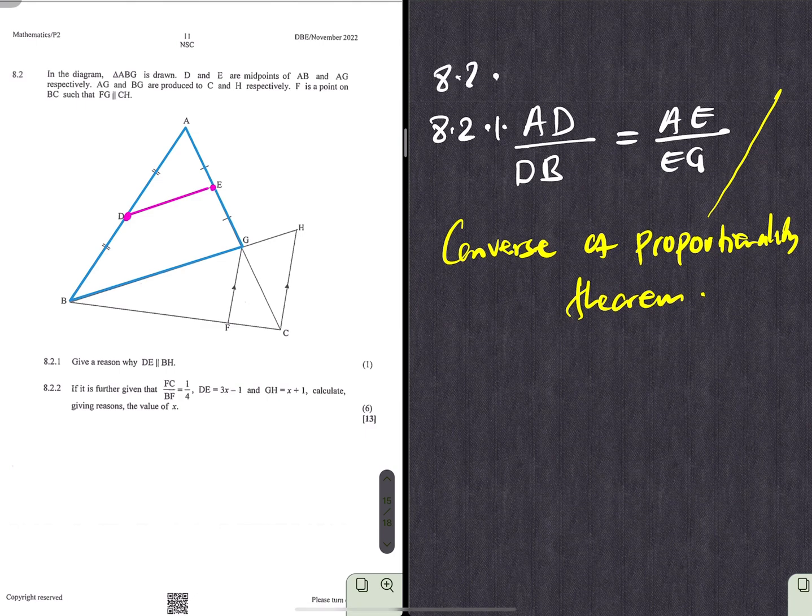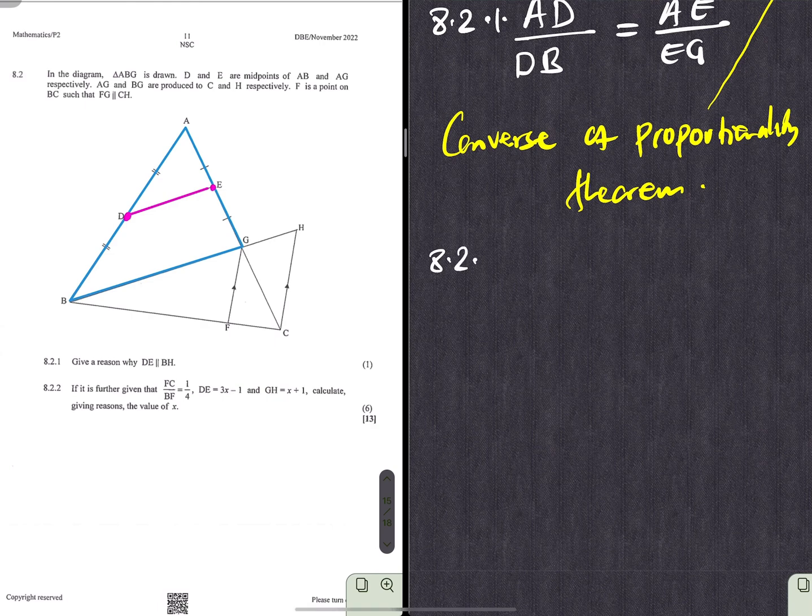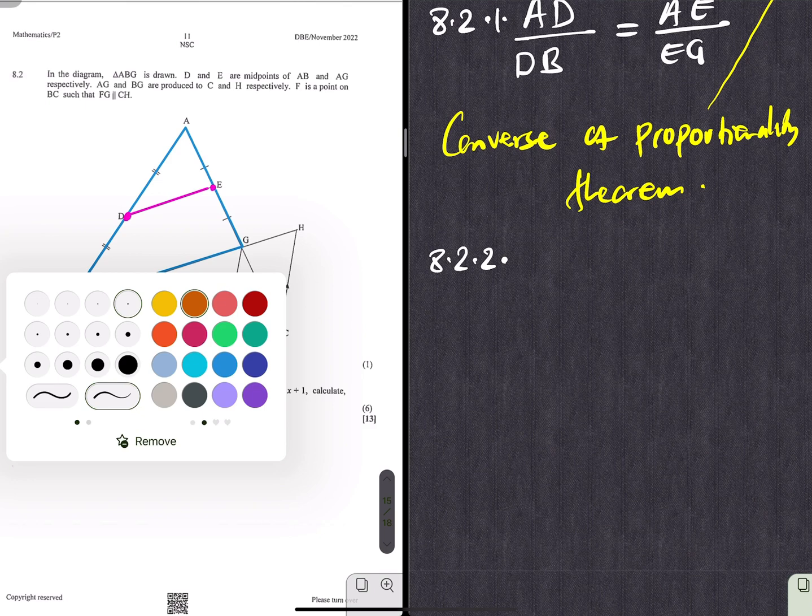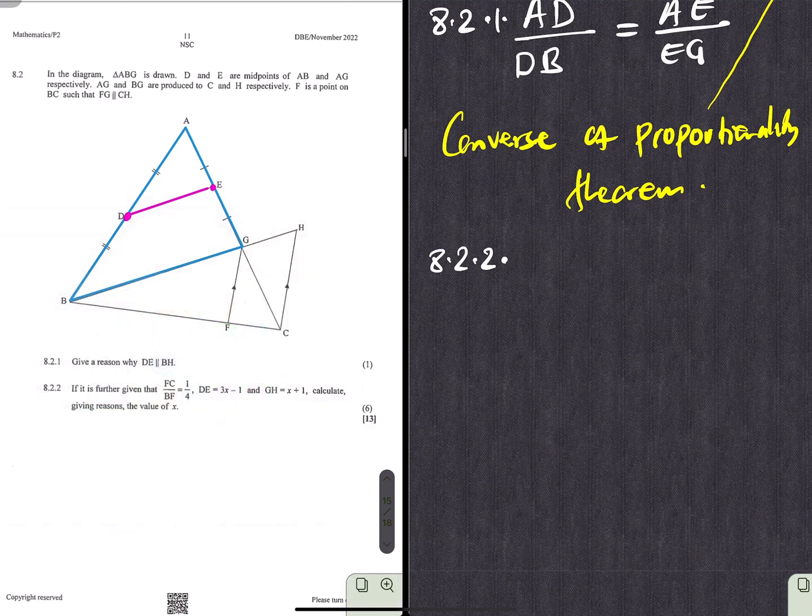So this was 8.2.1. So 8.2 should be there. And then 8.2.2, they say that if it is further given that FC over BF is 1 over 4, they give you that one. It means even this one is also 1 over 4.